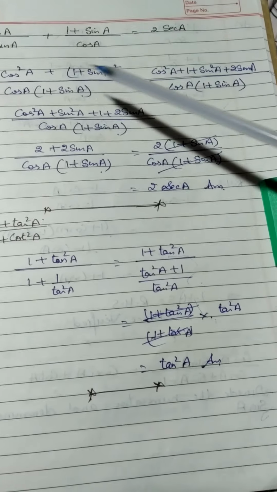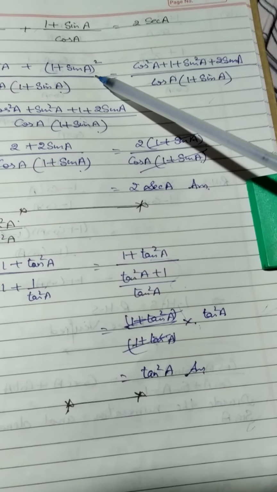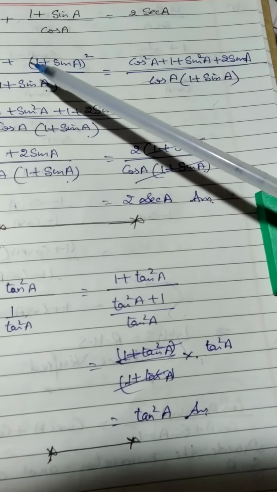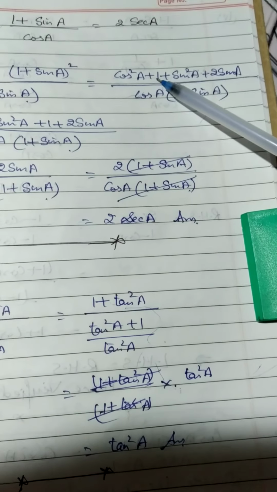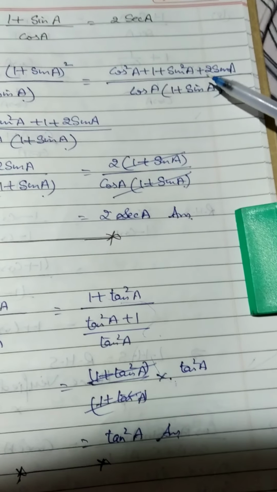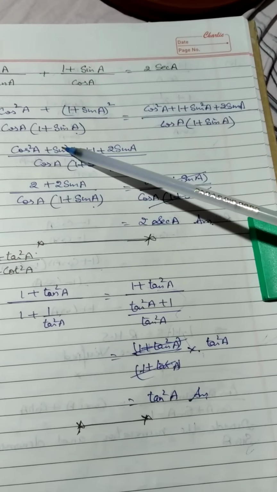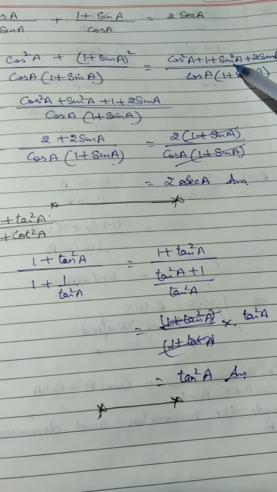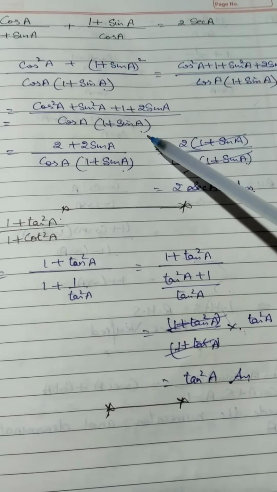Now we will solve it. It is cos square a plus (1 plus sin a) whole square. We will apply the formula a square plus b square plus 2ab, that is for (a plus b) whole square. A is 1 and b is sin a. Then it is a square means 1 square, plus b square means sin square a, plus 2ab means 2 into 1 into sin a, that is 2 sin a, upon cos a into (1 plus sin a), which was in the denominator. Then it becomes cos square a plus sin square a plus 1 plus 2 sin a upon cos a into (1 plus sin a).